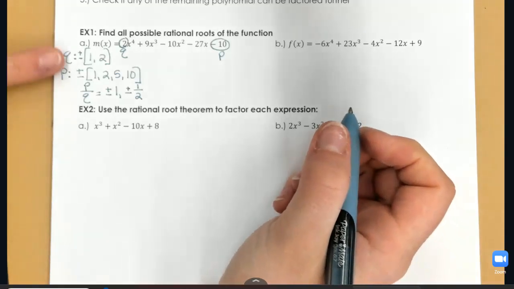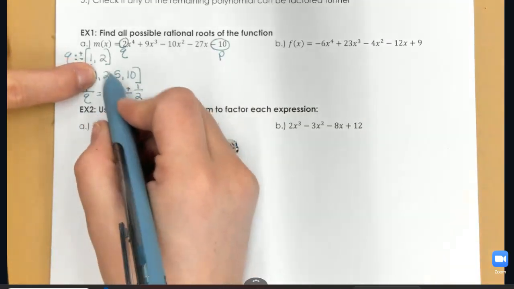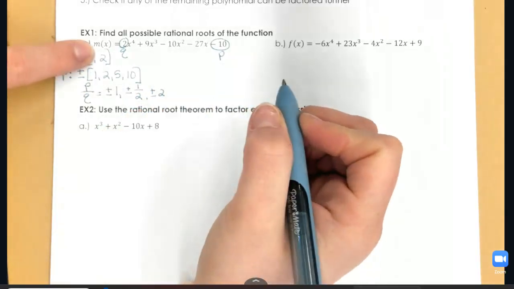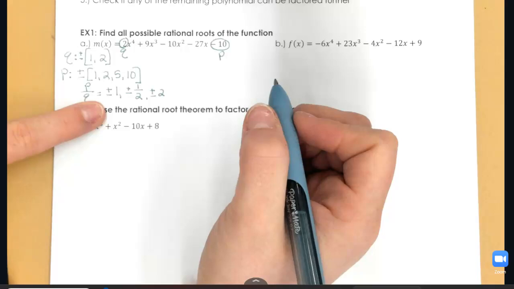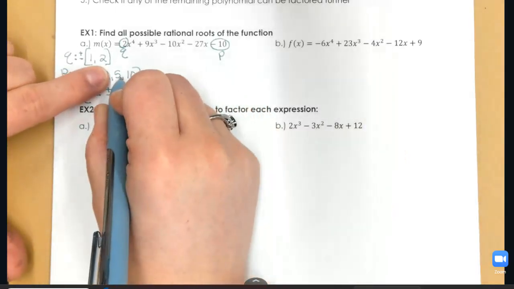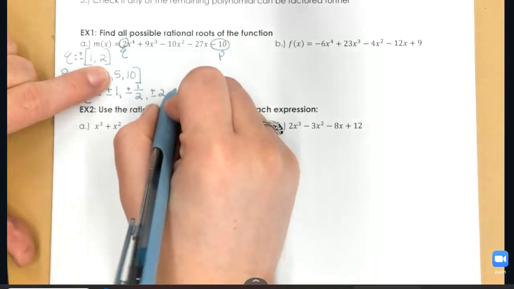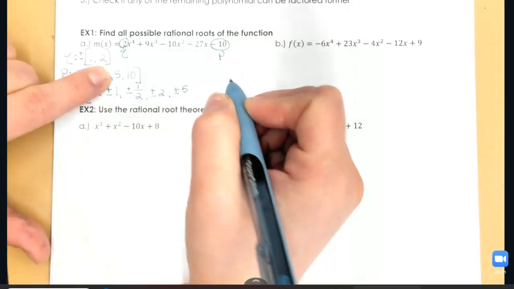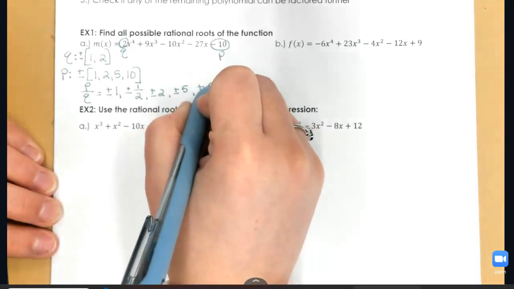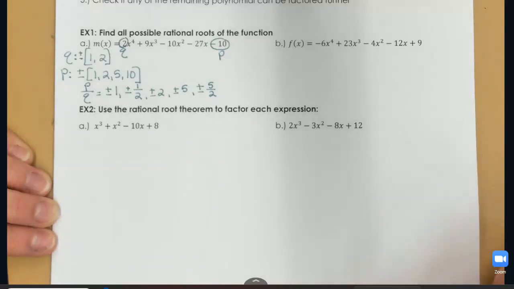Now I'm going to switch to a different p-value. I'm going to look at 2. 2 over 1 would be plus or minus 2. 2 over 2 would be plus or minus 1, which I already have. That's a duplicate, so I'm going to move on now. My next p-value is 5. 5 over 1 is going to be plus or minus 5. And then 5 over 2, that's just going to give us a fraction answer, plus or minus 5 over 2.